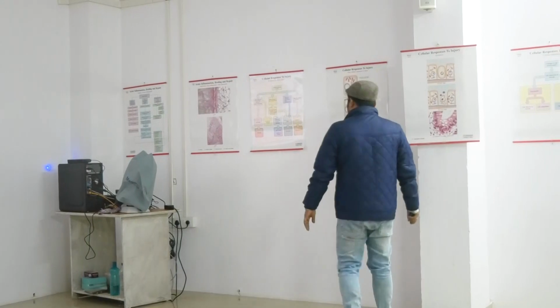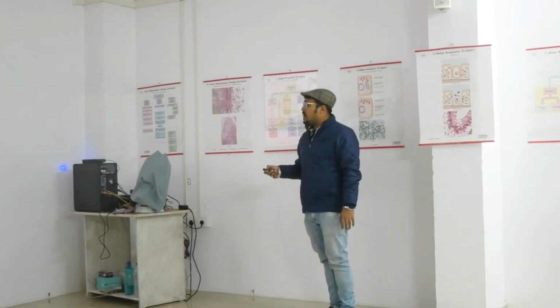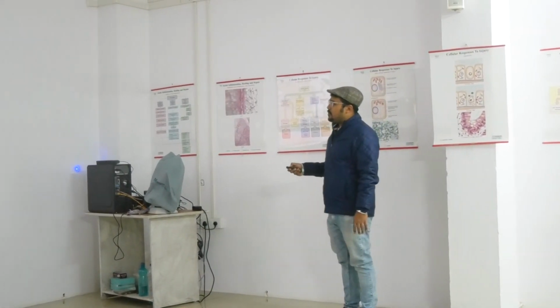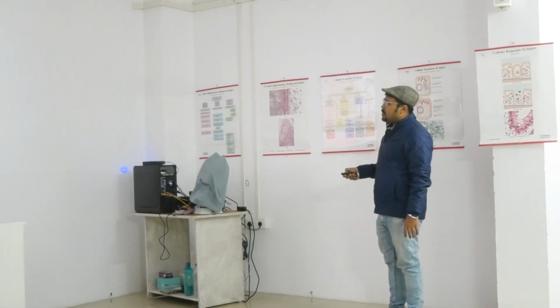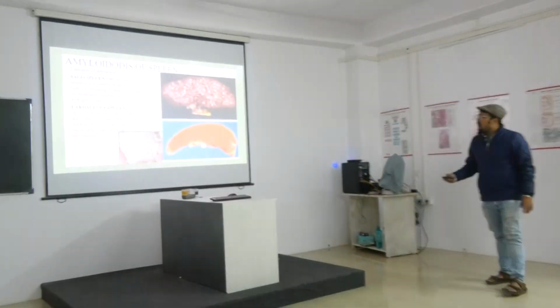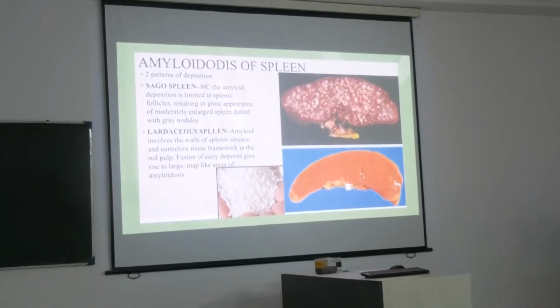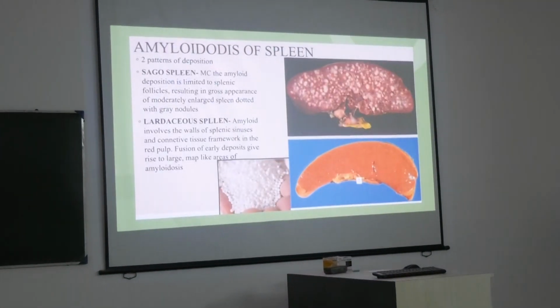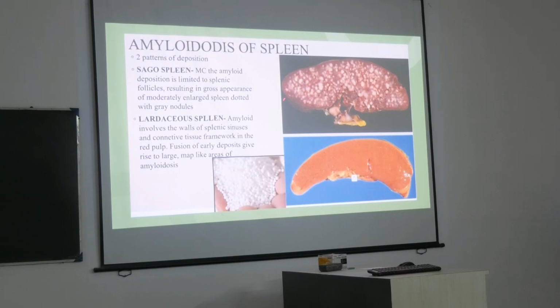So now the next organ, amyloidosis of spleen. This is the gross picture, or macroscopic view. Here we don't get any microscopic picture perhaps. So this is very important for MCQ point of purpose.